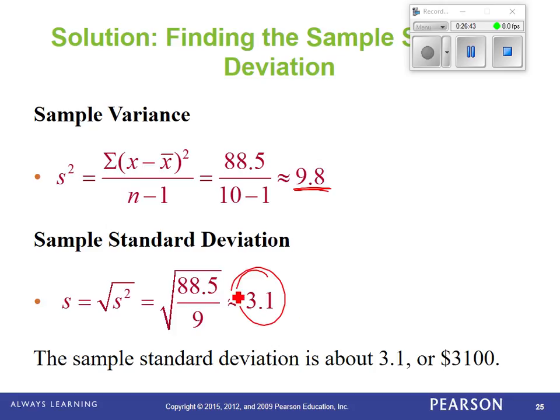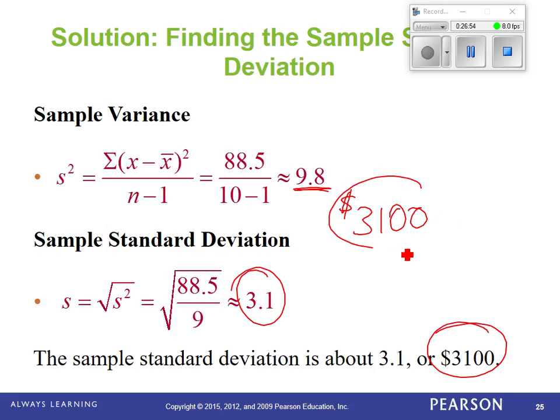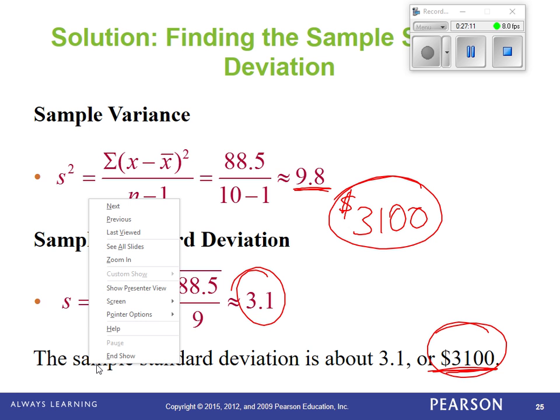What that's telling you is if you're just using that as a sample, then your standard deviation is about 3.1 or $3,100. What that's sort of telling you is that you expect that your salary should be somewhere within about $3,100 of the mean or the normal. And we'll talk more about what it actually tells you later.